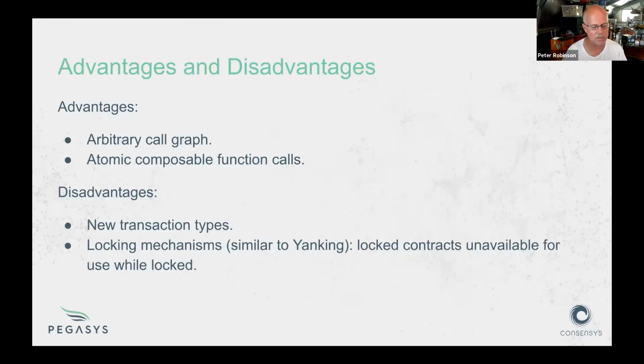So the advantages of this technique seem to be that it allows for an arbitrary call graph, and you can do composable function calls. You can come up with your application, divide it up into modules and execute it across shards. There are some extra changes to the execution environment, such as provisional state and locking mechanisms, and there are some new transaction types. But similarly, I think a lot of these other techniques also require special transaction types to be introduced, and locking as well.